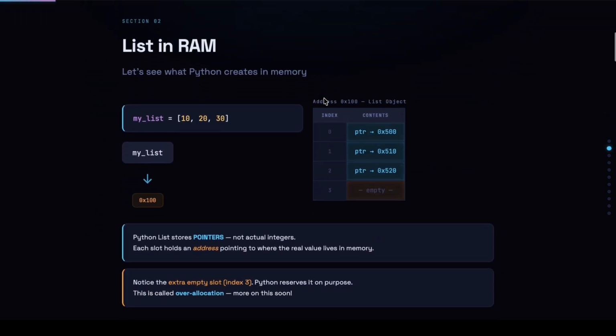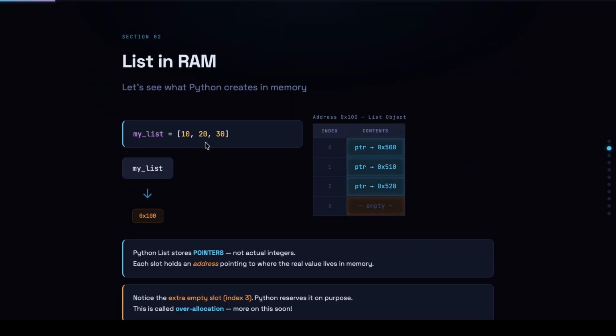So let's start with the list. When we declare a list, as an example [10, 20, 30], it will create and occupy four slots, which you can visualize over here. The first three are pointers to the particular objects stored in the list. Here, index 0 is pointing to the value 10 stored in the RAM. Same for 20, same for 30. And this is an empty slot, called over-allocation, which we're going to see in a further slide.